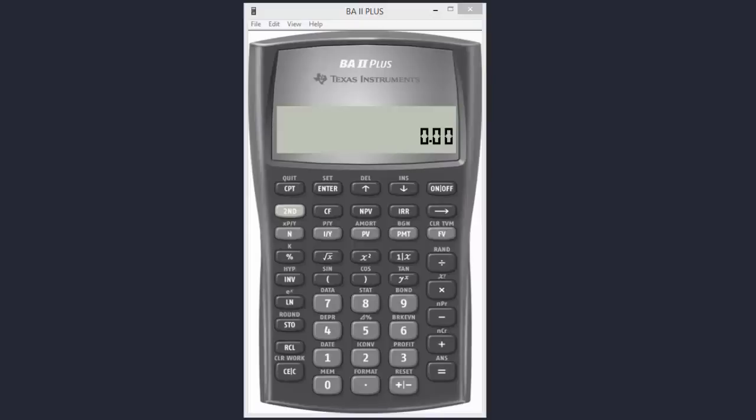The first step is to hit the second button. It's right here. And then we're going to hit plus minus. Above plus minus, you will notice it says reset. That's what we're going to do. We're going to reset the calculator.